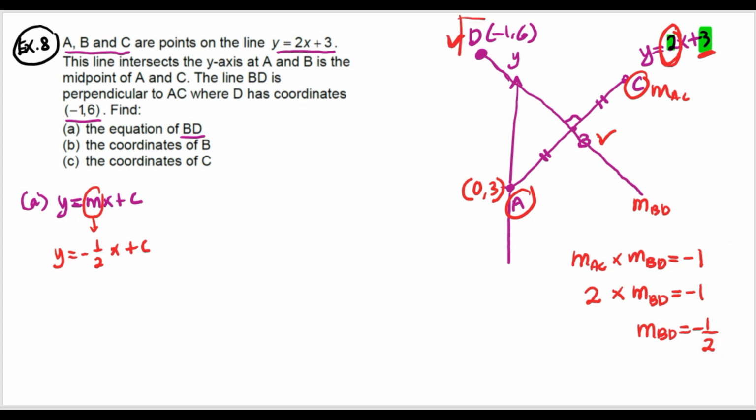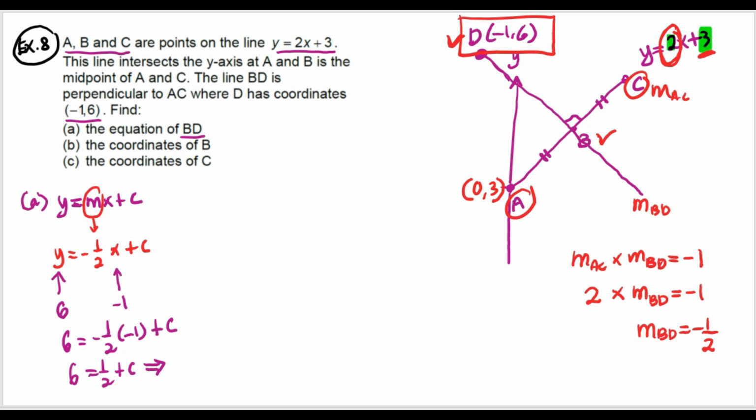We can substitute with these coordinates. So now we know that Y is actually 6 and X is actually -1. All right, so we can have 6 equals -1 over 2 multiplied with -1 plus C. Therefore we have 6 equals 1 over 2 plus C. So solving for C, C will be 6 minus 1 over 2. So 12 minus 1 will be 11 over 2.